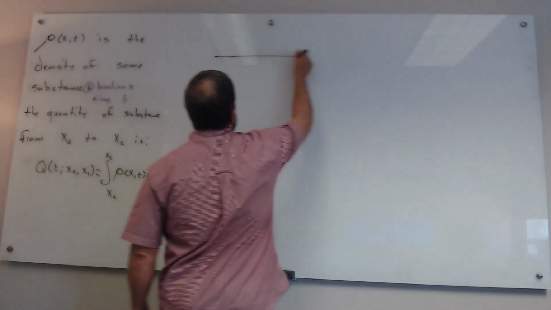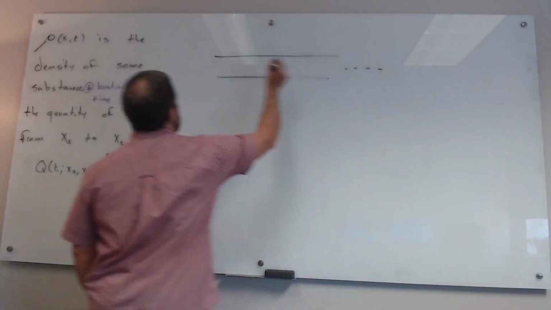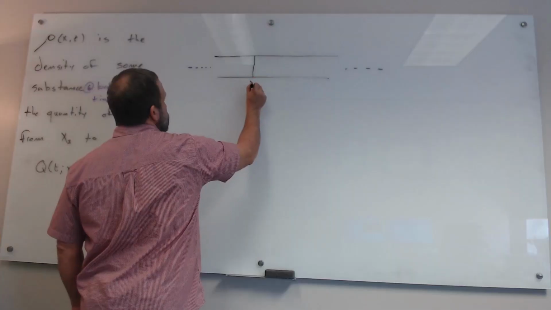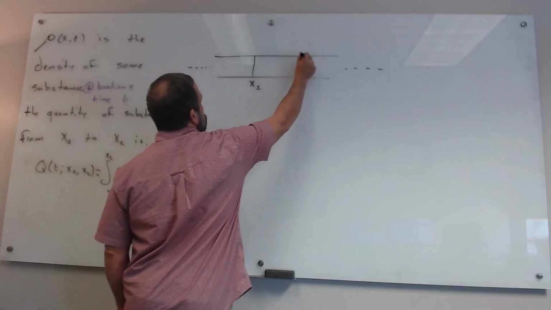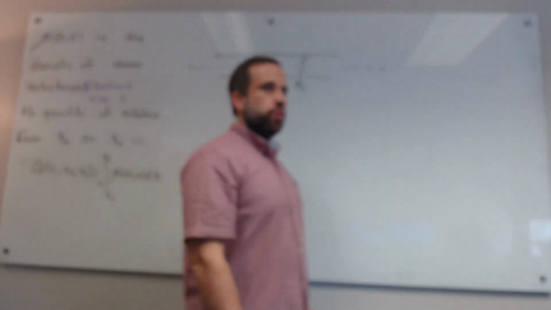So let's set up a diagram here. So this is like the pipe. It goes off infinitely that way, and let's look over this interval x1, x2. Here x1 and x2 are arbitrary.